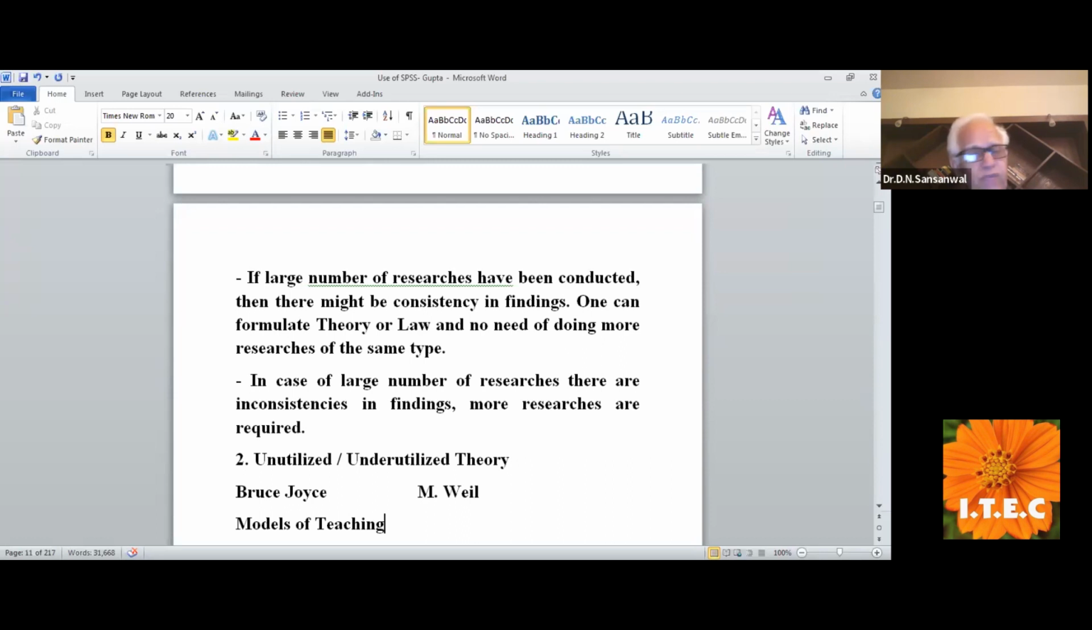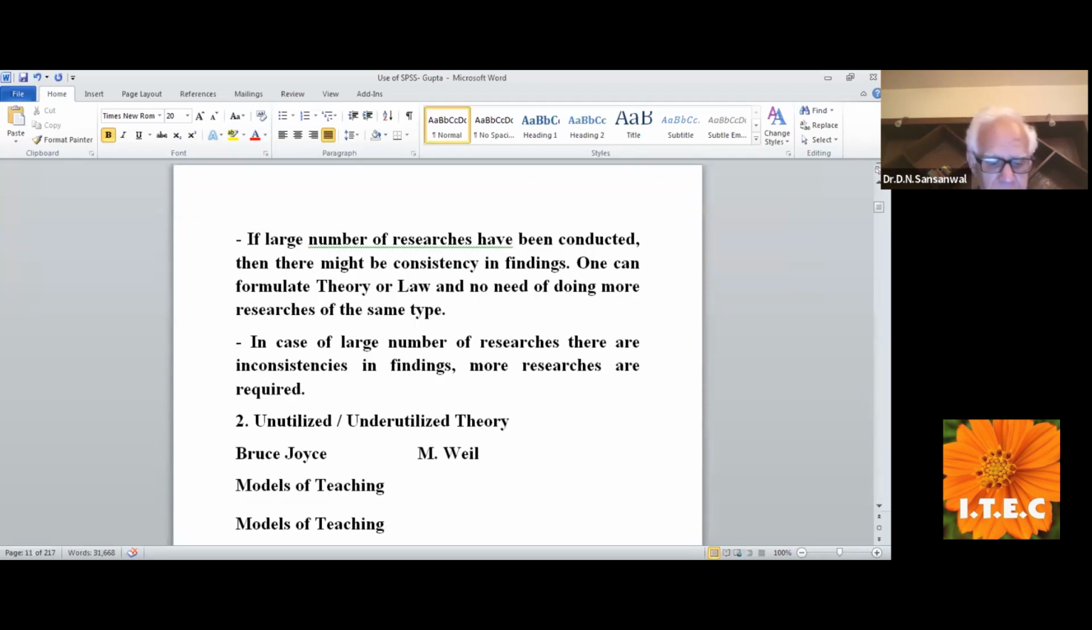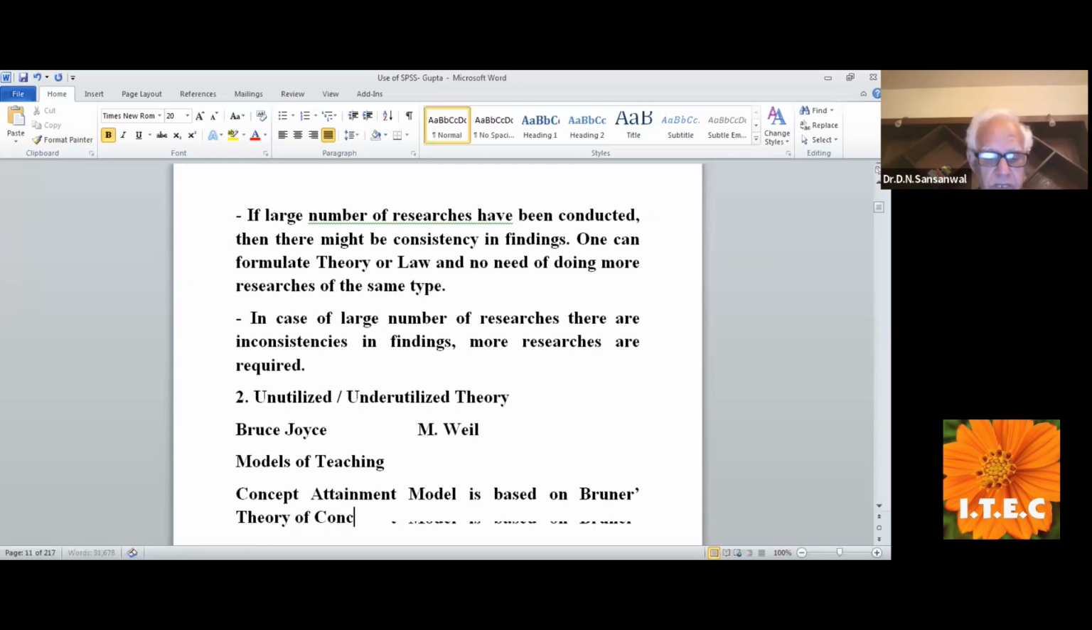So therefore, if you like, you can use these models. There are many models like this, and each model is based on a theory. Say, the concept attainment model is based on Bruner's theory of concept. So there are many models. So therefore, if these theories had been utilized, then Bruce Joyce and Marsha Weil would not have come up with the models of teaching, a new area.